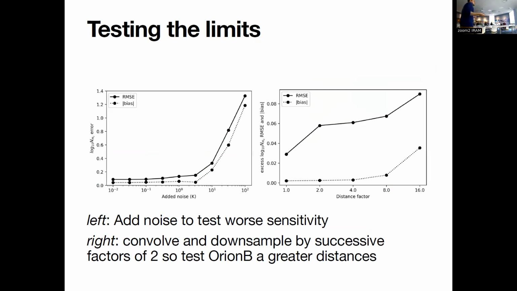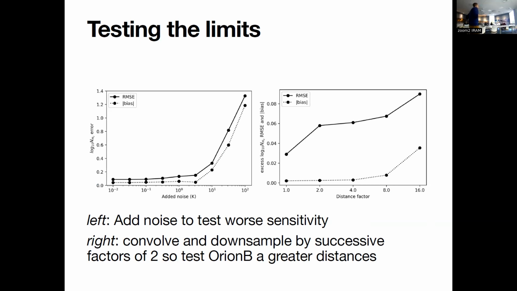Of course, I've told you you should not extrapolate, but I'm going to do it anyway. We've checked that when doing this extrapolation, we were still within the range of what was trained on. And we did two tests. The first test was to add noise to the data set and see how it breaks down if your data set is not as sensitive as the Orion B data we have. You see here that as noise is added logarithmically, so there's a lot of noise here, it breaks down around a few Kelvin of noise, which is quite a lot. It's still quite good up to a few Kelvin of noise.